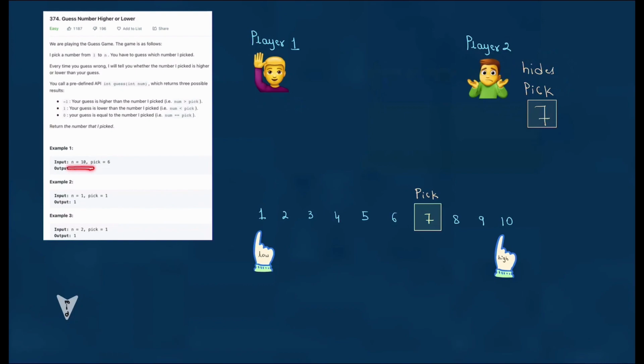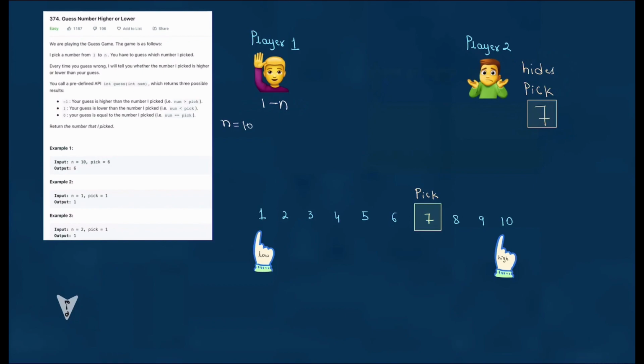In this example, n is equal to 10, meaning from 1 to 10, player 1 can guess a certain number, and as soon as the player guesses 6, that would be the right answer. So let's take a look at how that works. Player 1 will guess from 1 to 10. We can do this problem linearly, meaning we can keep guessing 1, 2, 3 until we get the pick. In this case, in the 7th attempt, we get the pick.